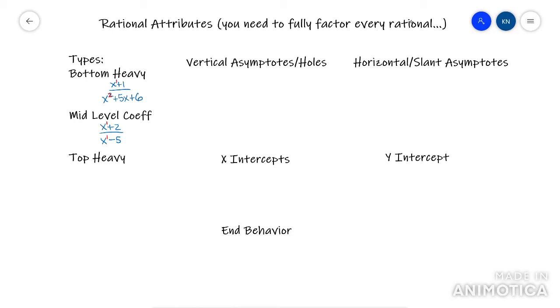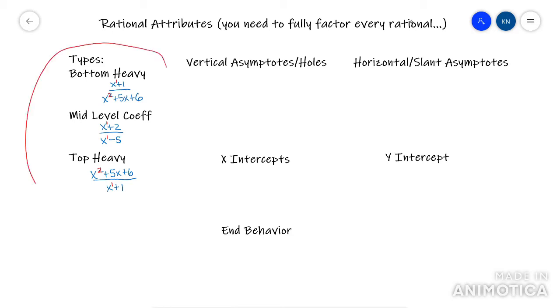And then there's top-heavy rationals, which look like this. Look at the exponents. It's a 2 on top and it's a 1 on bottom. It's heavier on the top. It means it's a top-heavy rational.